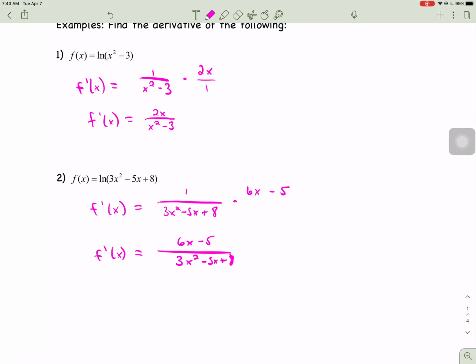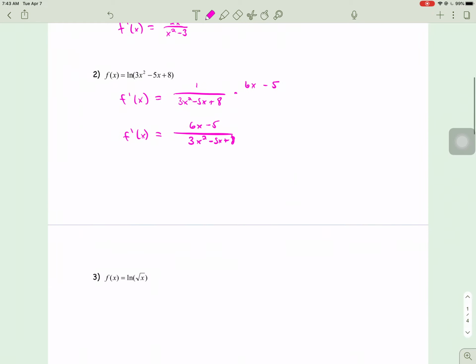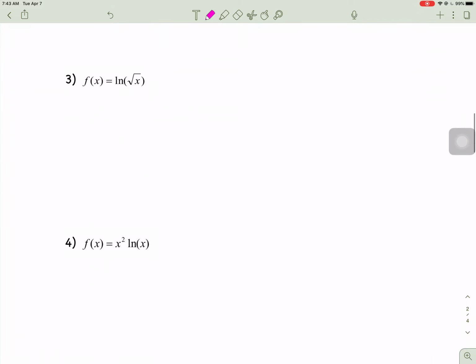All right, let's look at some more complicated ones. Ln of the square root of x. Remember, anytime we have square root of x, we kind of like to rewrite it. It just makes it a little easier for us.